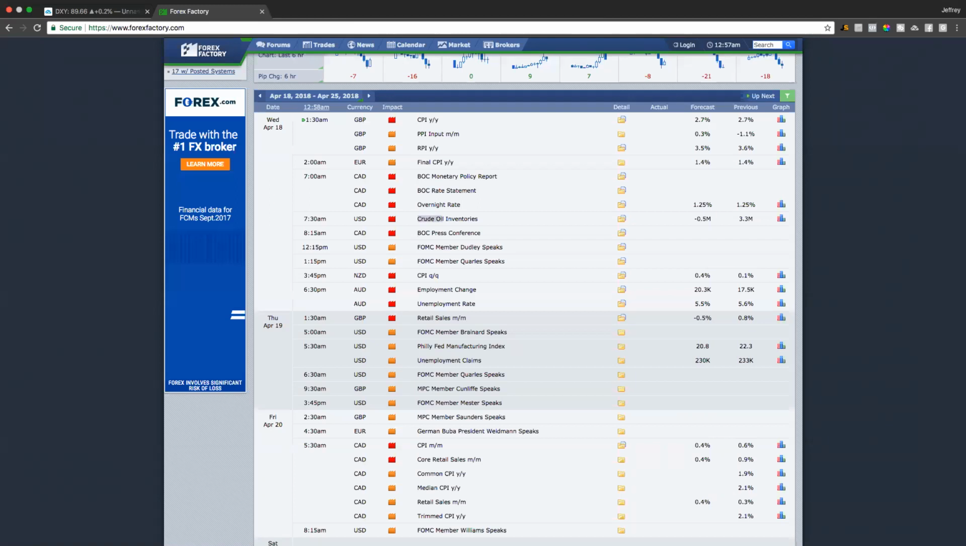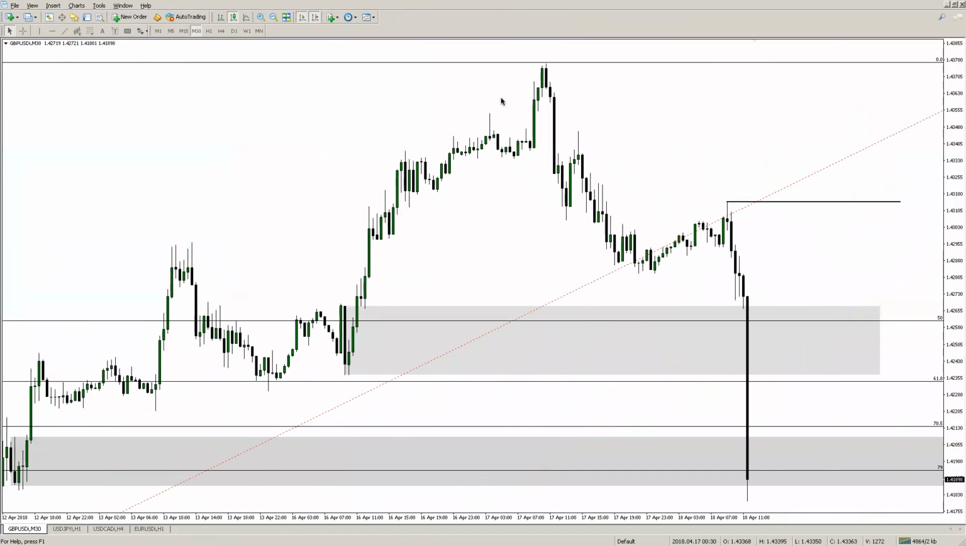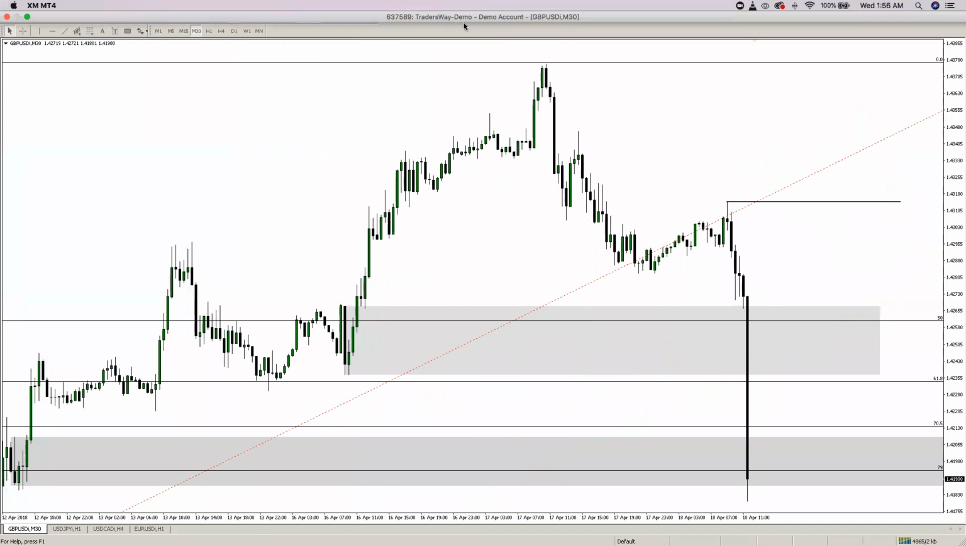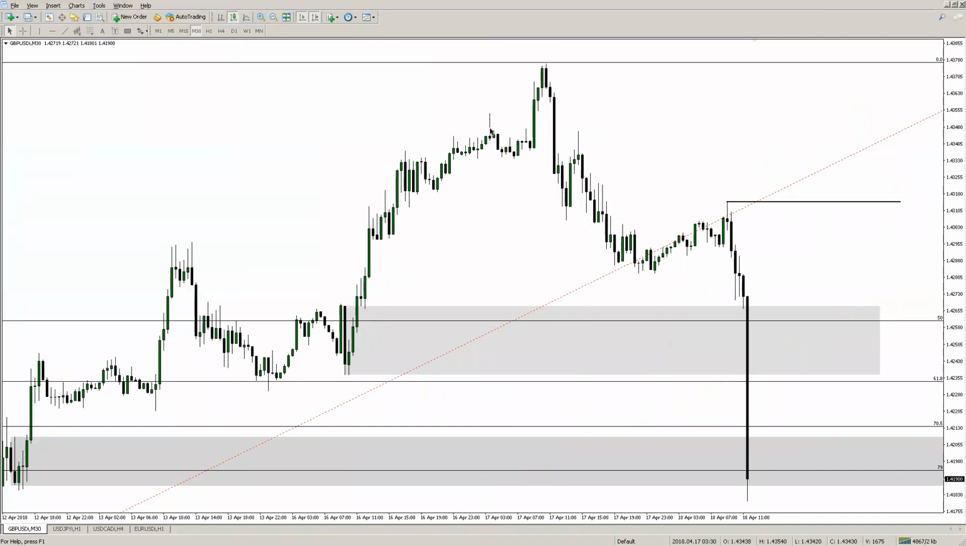What broker do you use and why? So I am using JAFX at the moment. What you guys are looking at over here is a demo account, though. This is a Trader's Way demo account. This was the broker that I was using before I used JAFX, and I just had a demo account with them, and that's the demo account that I still use.